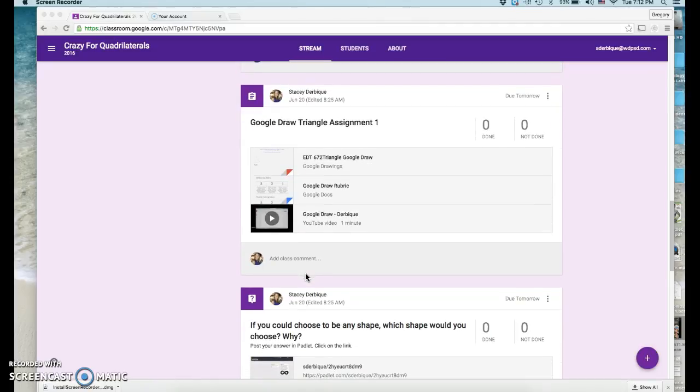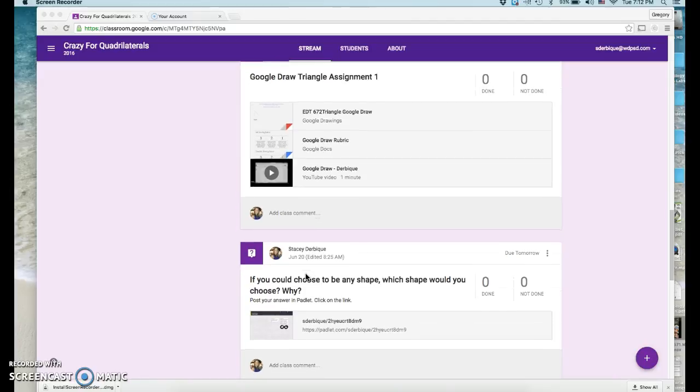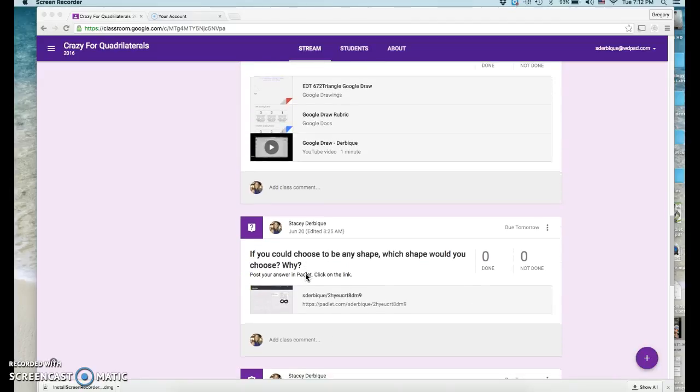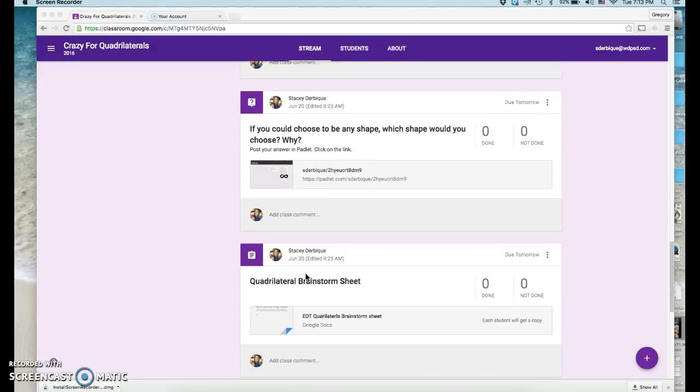We are then going to be moving away from triangles and angles and moving on to the different types of quadrilaterals. So to get the ice broken with that, the question is: if you could choose any shape to be, which shape would you choose and why? And students will be once again answering their questions in Padlet. From there, students will have a quadrilateral brainstorm sheet.